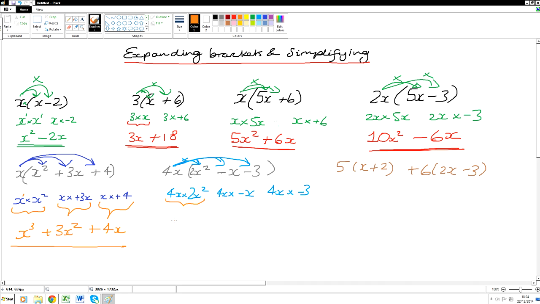So 4x times by 2x squared, Rokaya. What will that give us? 8x cubed. Because x squared times by x to the power of 1 is going to be 3. Next, 4x times by minus x is minus, what about the x? Don't we do something with powers? Minus 4x squared.